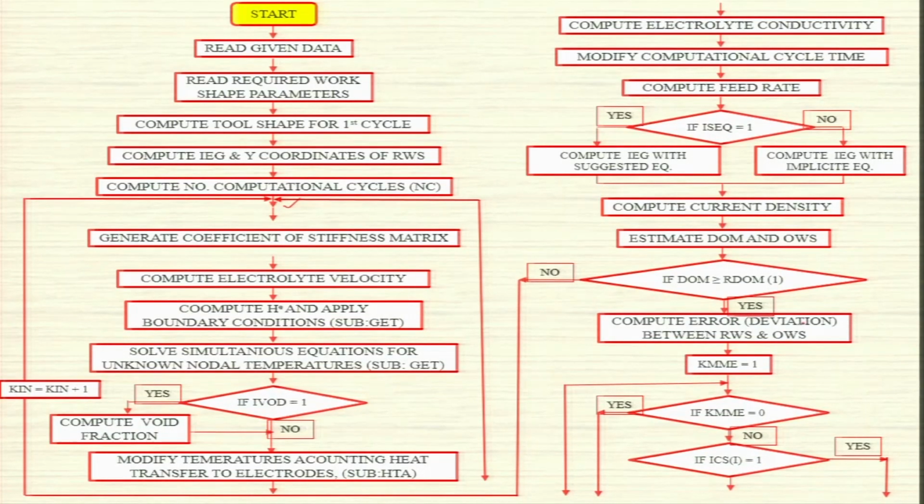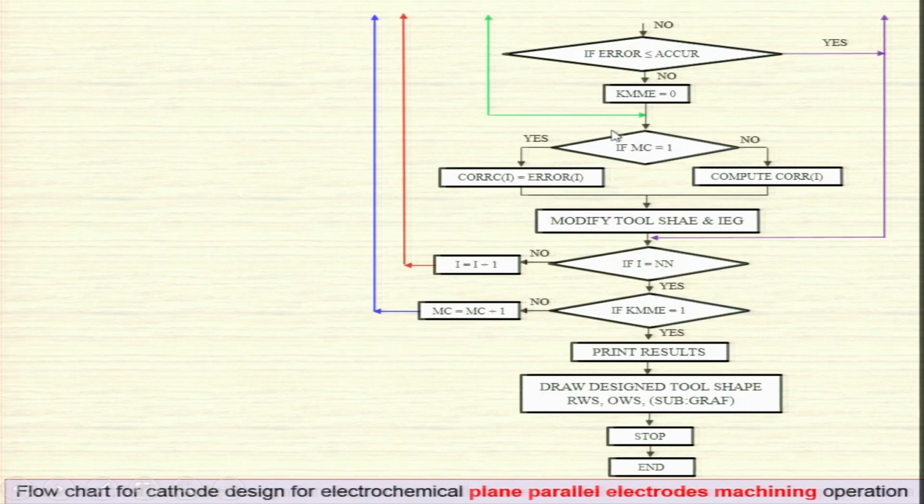If yes, then you continue further, then compute error or deviation between the RWS and OWS, and then KMME equal to 1, and then you come down. If KMME yes, 0, this way. If no, then come here and then move to the next one, that you can see here. If error less than accuracy required or tolerance, yes, and then you go up.